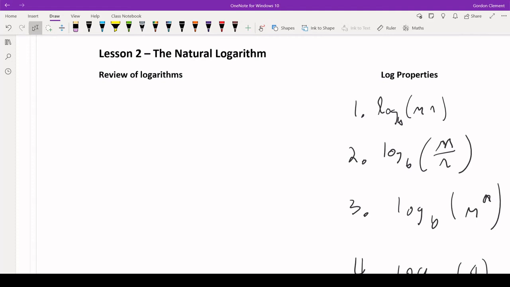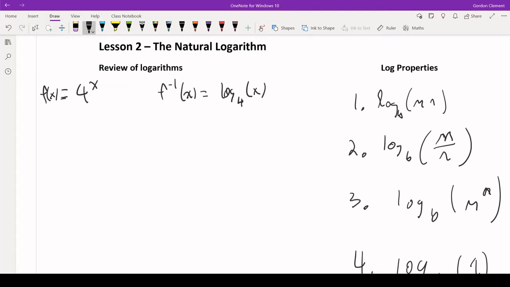All right, so in skill 2 here, we're going to look at something called the natural logarithm. So we're going to get into log functions again. So I'm just going to do a quick review. So if you had some function that was, say, 4 to the x, the inverse function for that would be log base 4 of x.